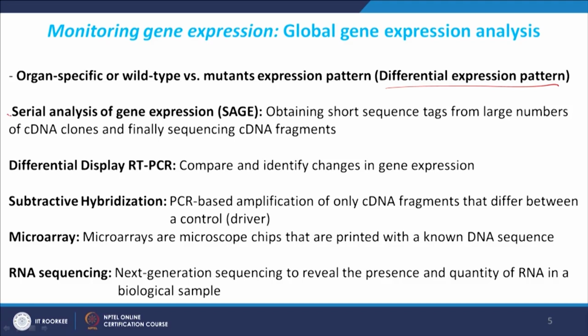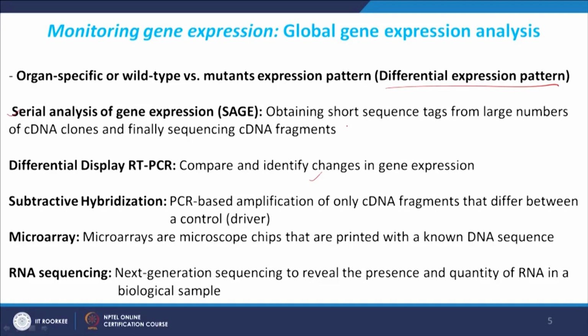Then another way was differential display RT-PCR. Here what people used to do, they used to take two populations of total RNA, make cDNA, run a gel and then try to identify which particular band is missing in one condition and present in another condition, or vice versa. Then they used to cut that band, amplify the fragment, clone, sequence and identify what the genes are.